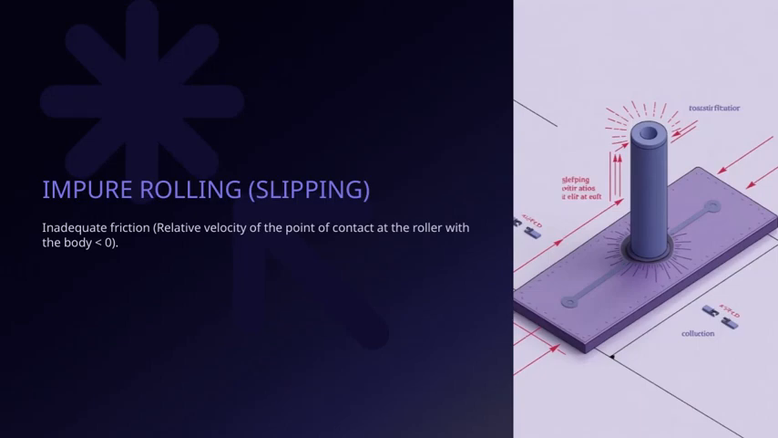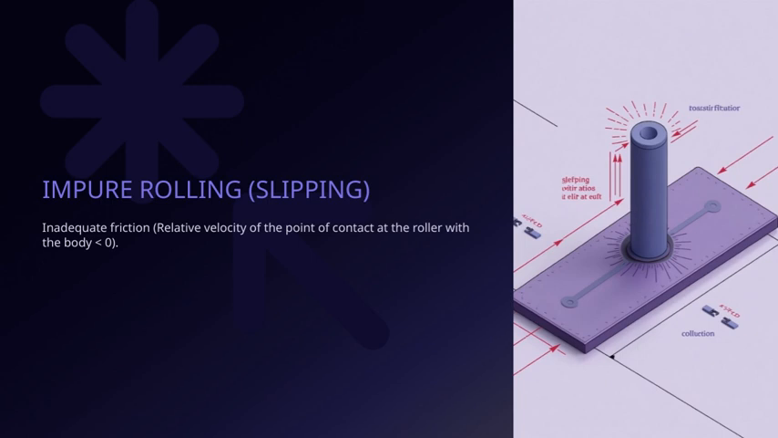Let's talk about what happens when the friction isn't quite enough to keep the rolling pure. Specifically, when the relative velocity of the contact point between the roller and the body is less than zero. This situation indicates that the contact point is slipping rather than rolling smoothly. We call this impure rolling or slipping. Essentially, instead of rolling without slipping, the roller is skidding a bit, which affects the motion and energy transfer. Recognizing this condition is important because it changes how we analyze the system's behavior. It's a key concept that ties into our overall understanding of rolling dynamics, especially in real-world applications where ideal rolling doesn't always occur.